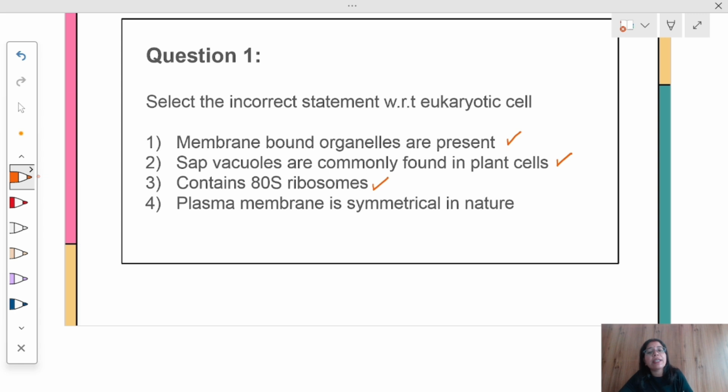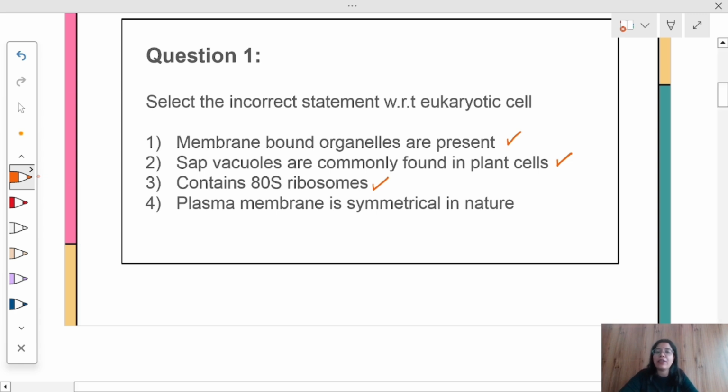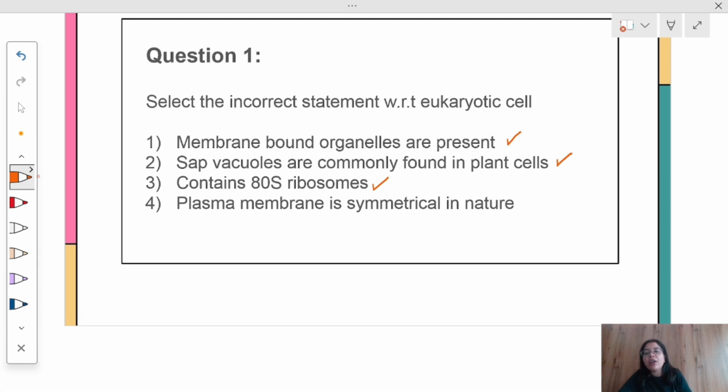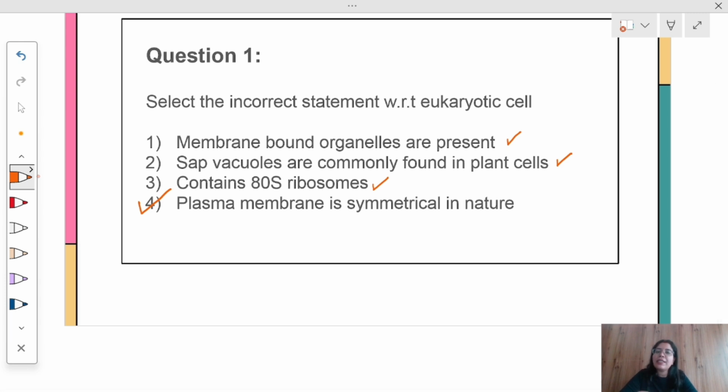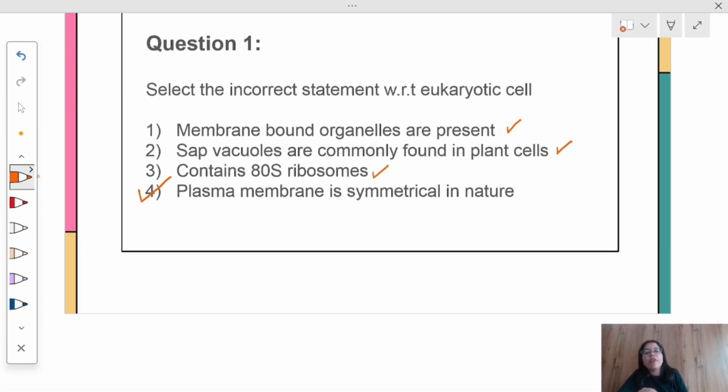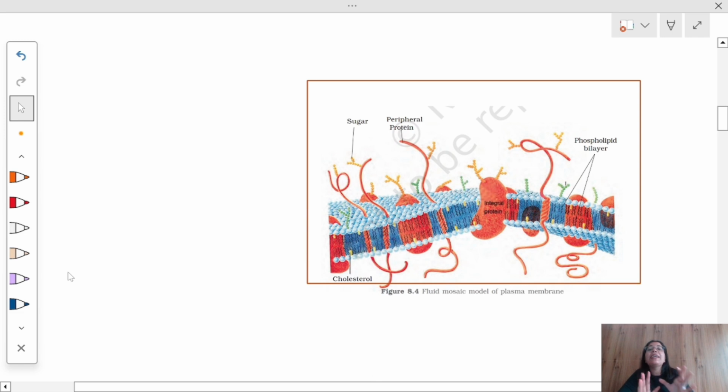Eukaryotic cell also contains eukaryotic type of ribosome, that is 80S ribosome. This statement is also absolutely correct, right? We got our answer by elimination method, right? Plasma membrane is symmetrical in nature. This is the statement given here, which is the answer, the wrong statement, but nothing of this sort is mentioned in NCERT, right? Always remember they have given the diagram, right?